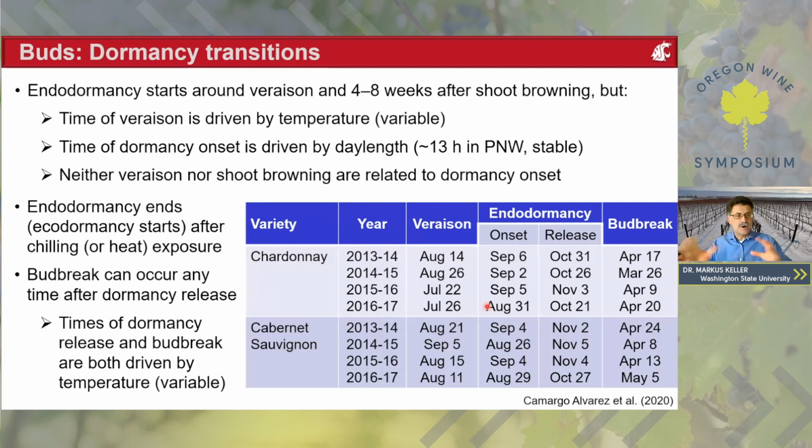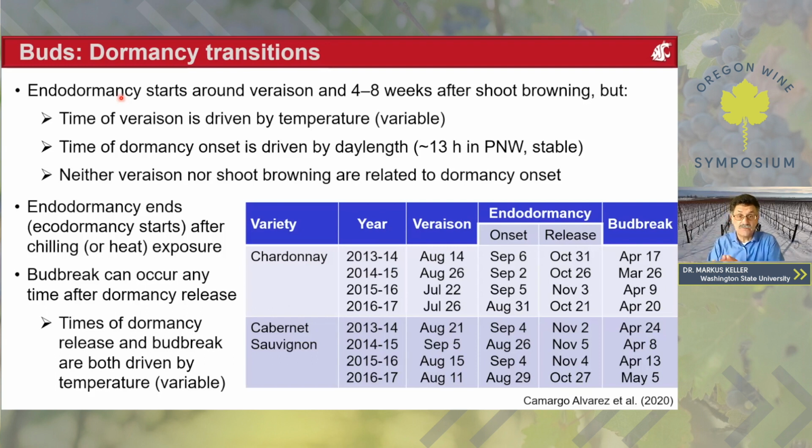So when does this all happen? Usually we think that endodormancy in our climate, Pacific Northwest, starts around the beginning of September and lasts roughly to the end of October, early November. Just a couple of comparisons though. So we know that endodormancy starts approximately at the same time as the grapes undergo veraison.